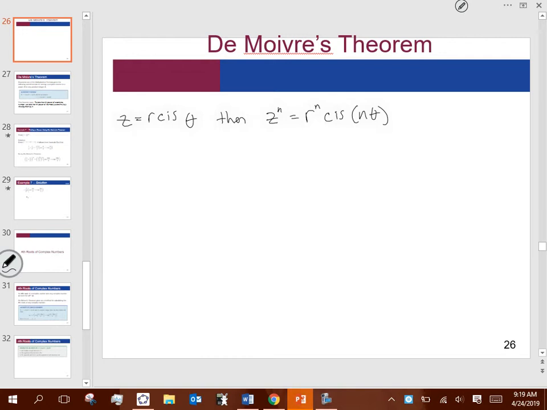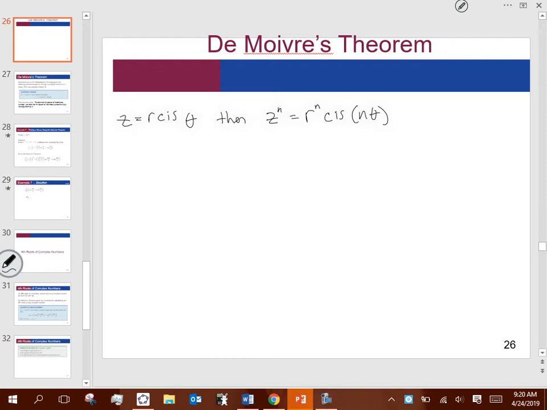Basically taking z times z and getting r cis theta times r cis theta. So the r's all come together and we take the thetas and add them together. And as we do that n amount of times, we can then condense that relationship to r to the nth cis n theta. Okay? So that is De Moivre's theorem.